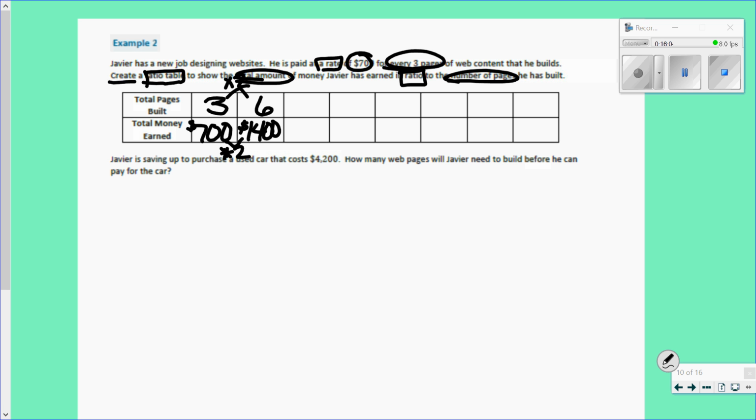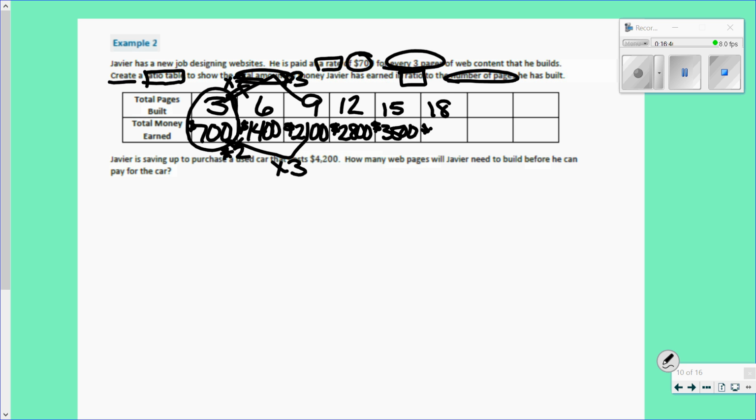Again, the big key when you look at this as multiplicative is we always come back to this first entry. So now that we're doing multiplicative, I'm going to come from here, I'm going to go times 3. From here, I'm going to go times 3. So what's 3 times 3? 3 times 3 is 9. What's 700 times 3? 2,100. From there, now we can just continue to build our table. So now I go back, I go times 4. That's going to give me 12 and 2,800. Then I'm going to do times 5. That's going to give me 15 and 3,500. Then I'm going to do times 6. That's going to give me 18 and 4,200.